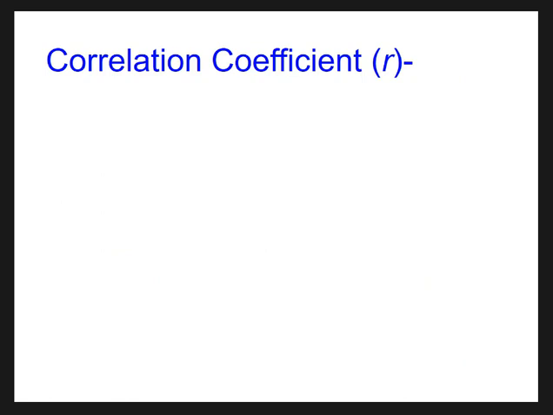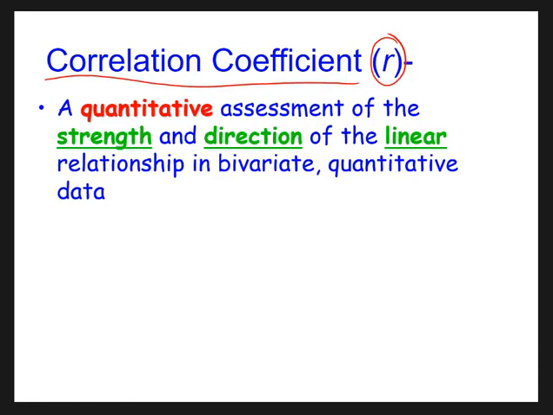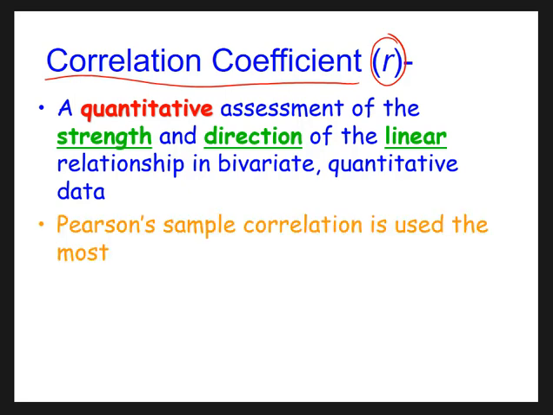So to summarize, the value that summarizes this relationship is called the correlation coefficient, and it's represented by a small r. It's a quantity that basically assesses the strength and the direction, so positive or negative, of a linear relationship in this bivariate data. There's something called the Pearson sample correlation. This is what we use the most.